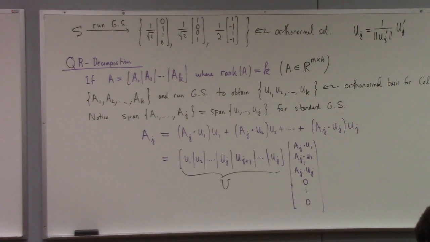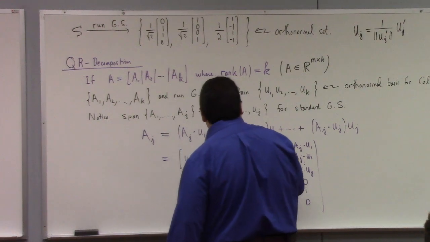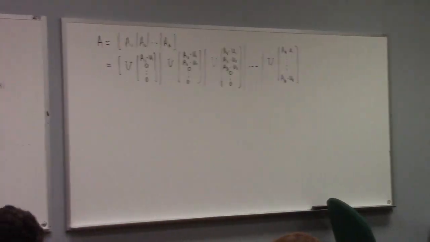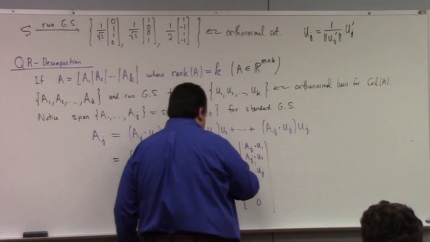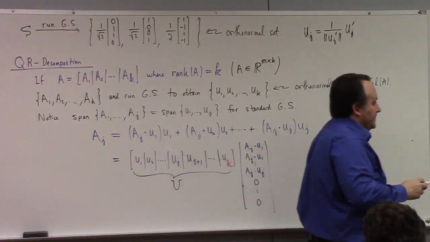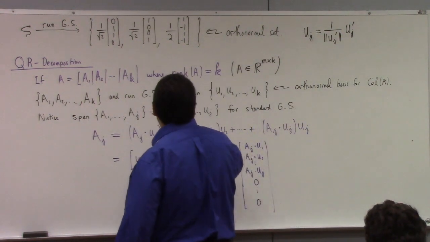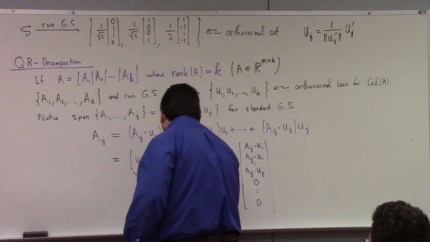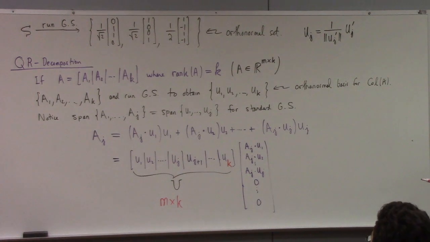How big is U? This is A. Oh, I'm an idiot. Look at this. Come on, guys, don't let me do that. Excuse me, that is AK. Yes. There we go. So each one of these is an R^m vector, so we're looking at an m by k matrix here. That's what U is.